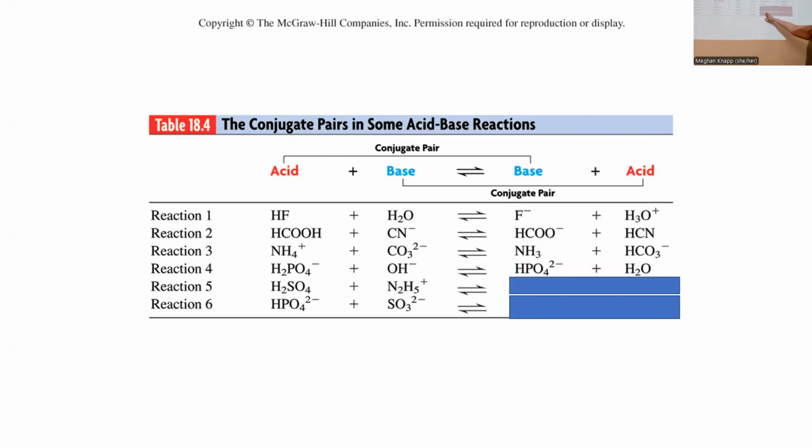Is this what you predicted for the base here? One less hydrogen, the charge is more negative by one. Okay, let's try the next one. What is the name of H2SO4? That one we need to know. Sulfuric acid. The -ic acids are stronger than the -ous acids because they have more oxygens.